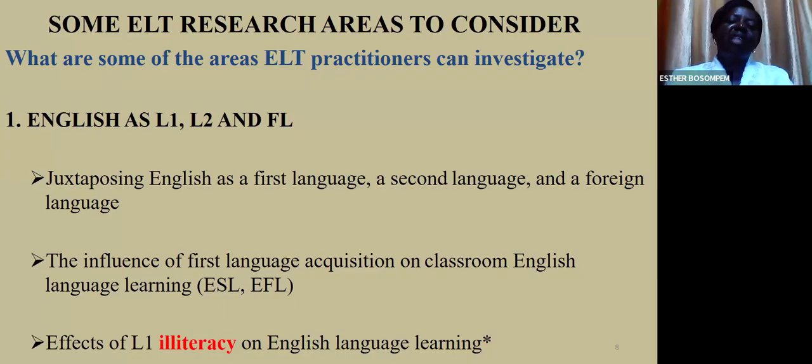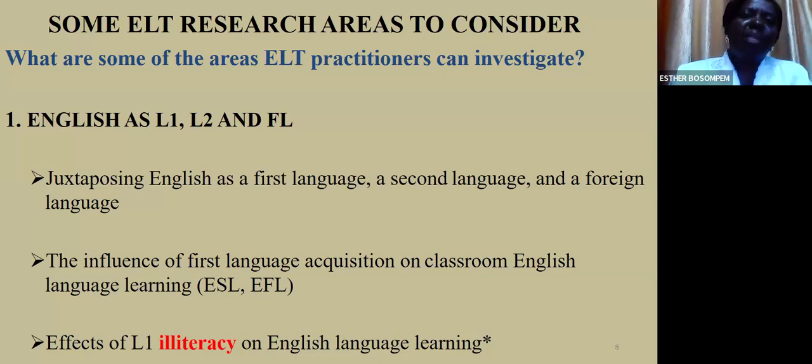Then, effects of first language illiteracy on English language learning. I have encountered a lot of situations that have made me think about this aspect of research. L1 illiteracy. If someone is not literate in his or her first language, it poses a big challenge when the person comes to learn a second language. For example, I teach adults, and sometimes we have students who have never gone to school. Others went to school up to a point and dropped out, and they come for English lessons for various purposes. You will be surprised to know that some people are not literate in their first language.